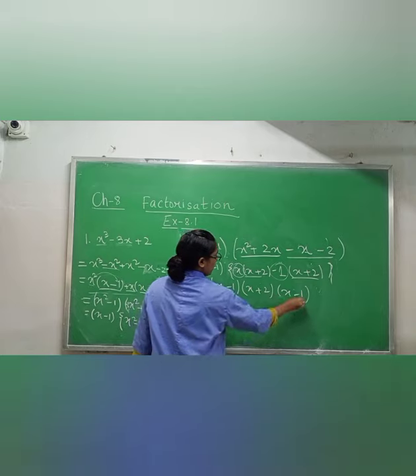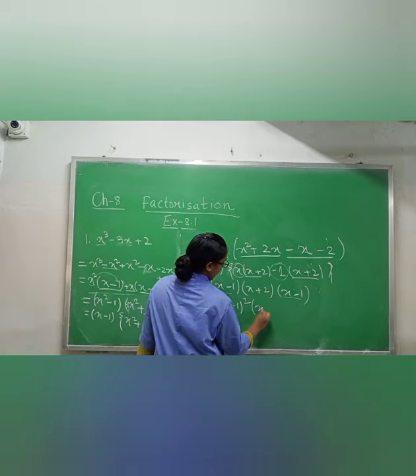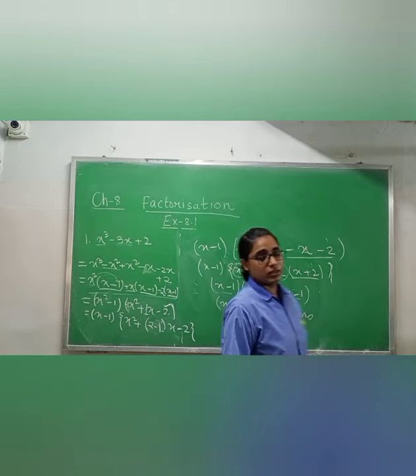Now x minus 1 appears 2 times. So you will write x minus 1 whole square, x plus 2. This is your answer. Copy this one.